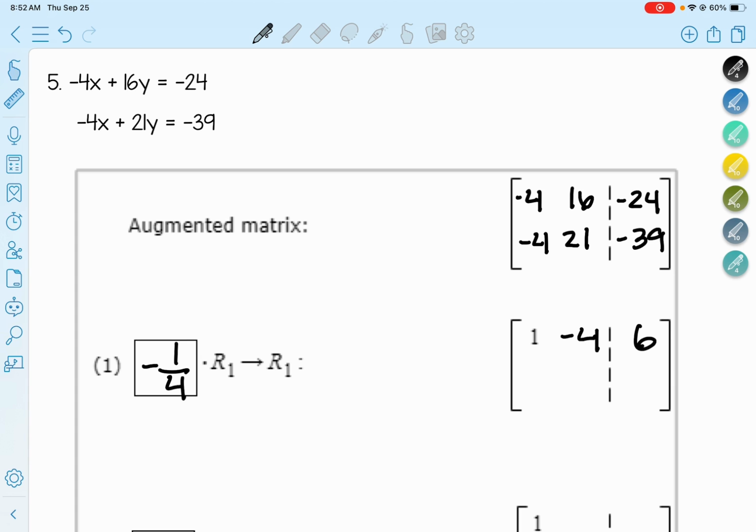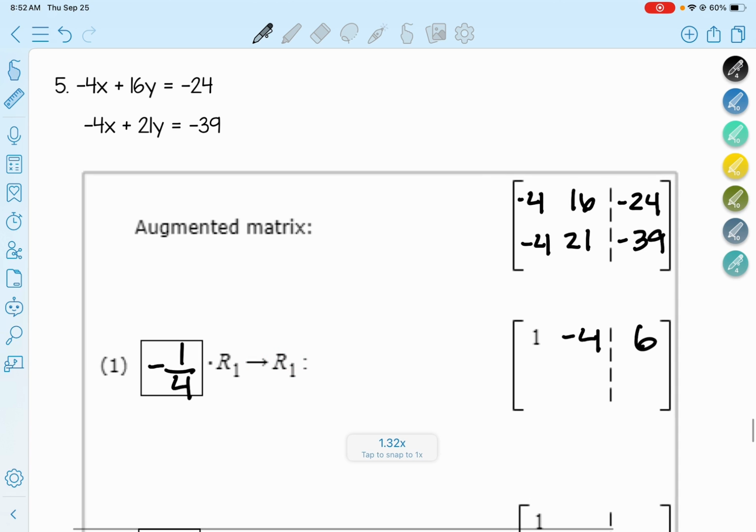Then for my next row, I don't change anything. We can see this result right here literally only says R1, so I don't do anything to row 2 and I keep it the same. So I have -4, 21, and -39.